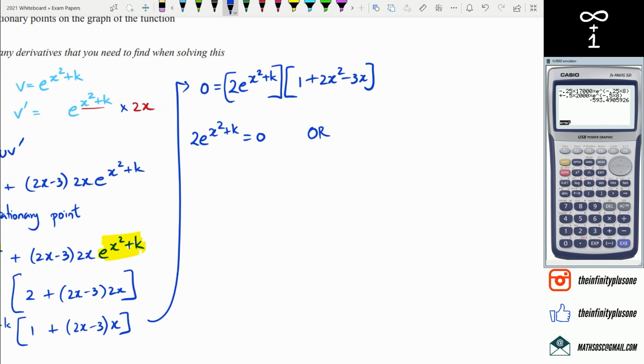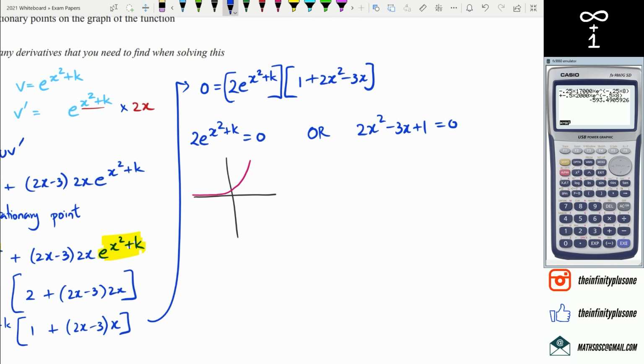And then I can say 2x squared minus 3x plus 1 equals 0. Now, with this particular one, 2e to the power of x squared plus, that's an exponential graph, and it never actually equals 0 because there's no vertical or horizontal shift. So this graph is going to pretty much look something like this, and so it's never going to actually equal 0. So we just ignore it completely, and we just focus on this quadratic here.